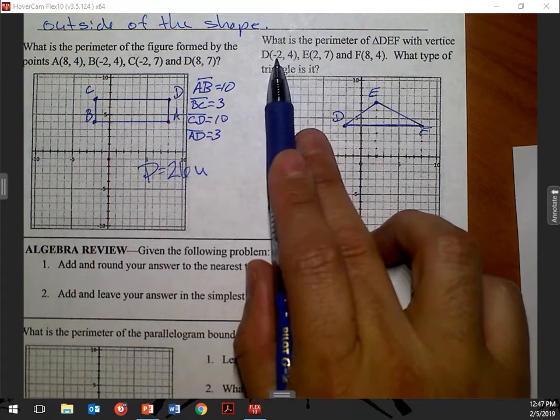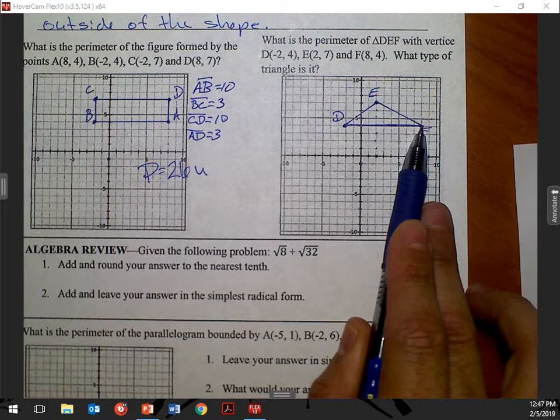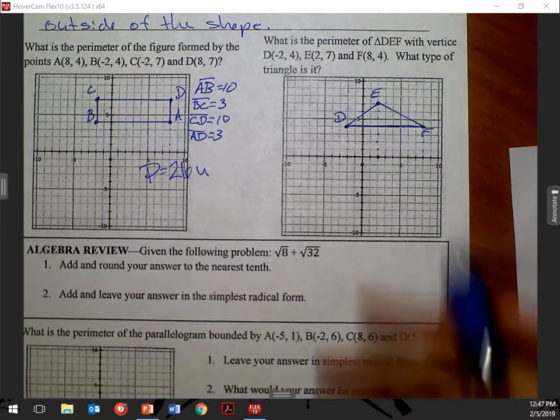10. It's from -2 to 8, right? -2 here to 8 over here. That's going to be 10. So let's see.